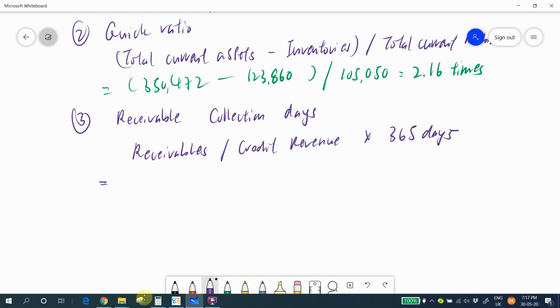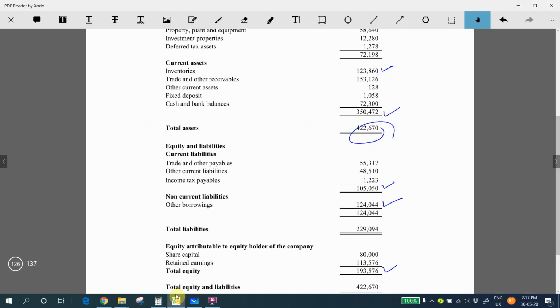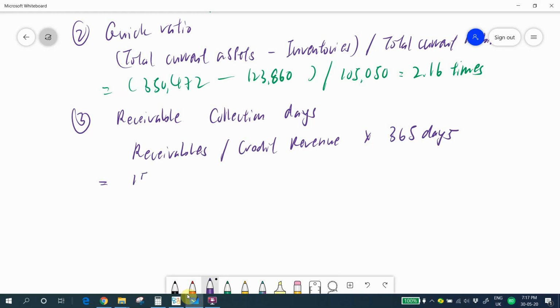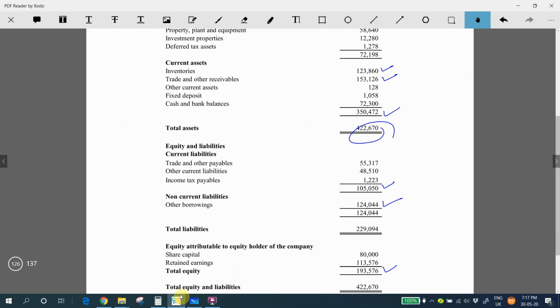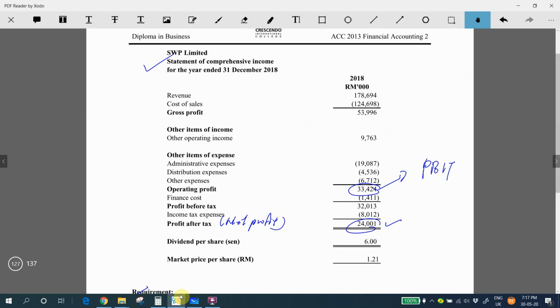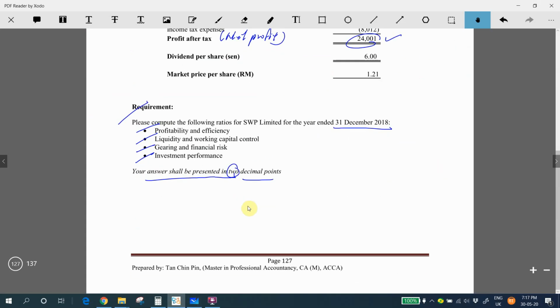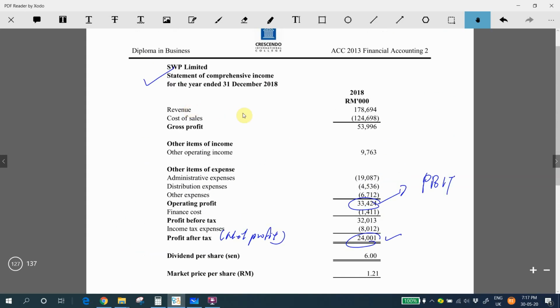So receivables in this company, 153126. And we have revenue, but there is no other information to show us what is the breakdown of this revenue, how many percent is in credit, how many percent is in cash. So we just use this 178694 will do.